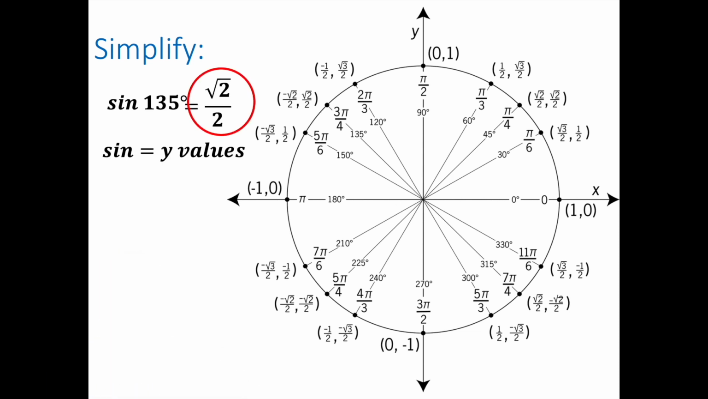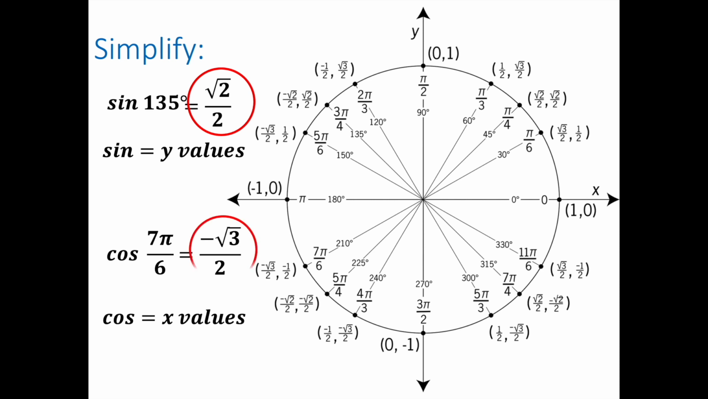If I ask for the cosine of 7 pi over 6, all I'm going to do is look at this unit circle and go right here to 7 pi over 6. I know that cosine are all of my x values. And my x value in this case is the negative square root of 3 over 2. So that is cosine of 7 pi over 6.